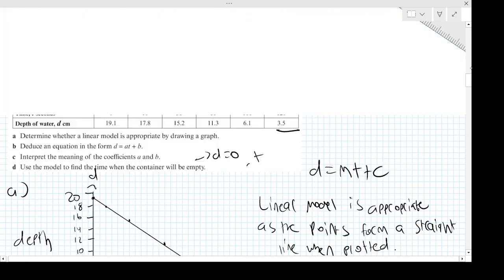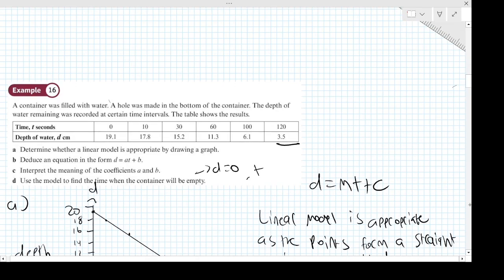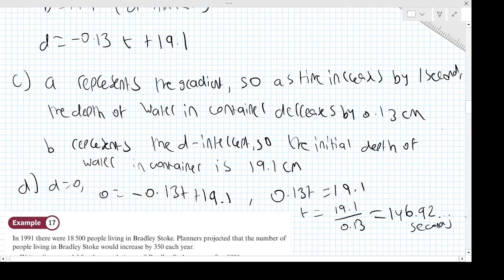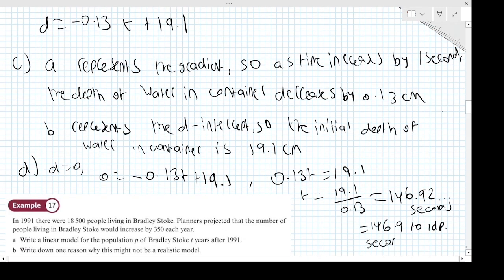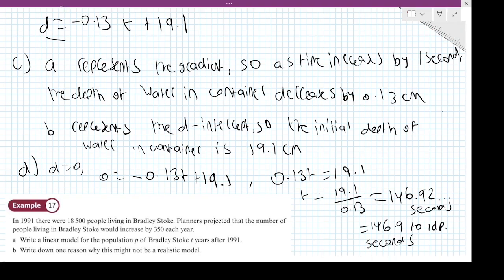Do we need to round it? I'll just round it, I guess, to 146.9 to 1 decimal place. And that being seconds. So when it reaches 146.9 seconds, according to this model, this equation here, that's when the container will completely empty. Okay, cool.